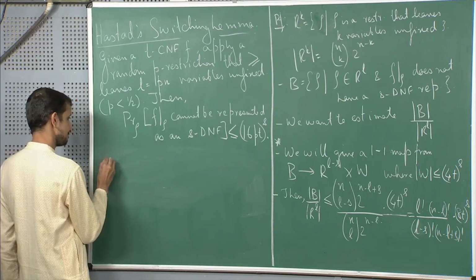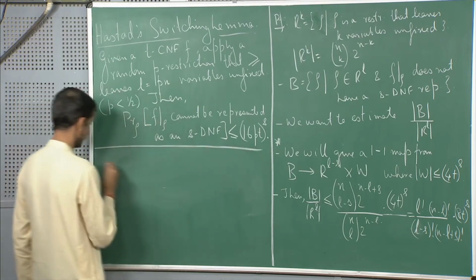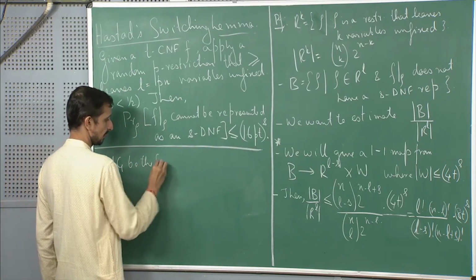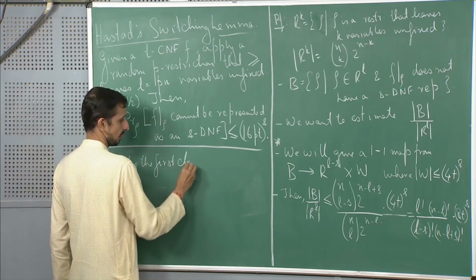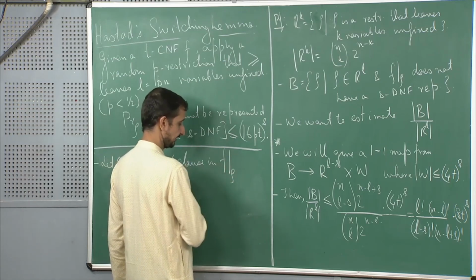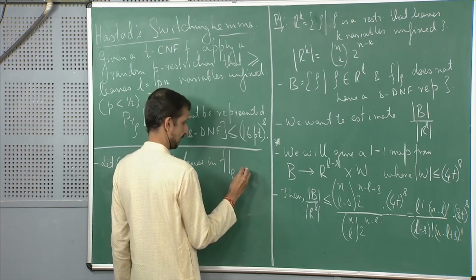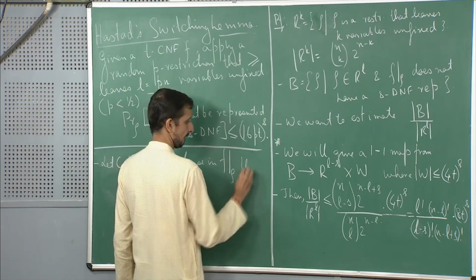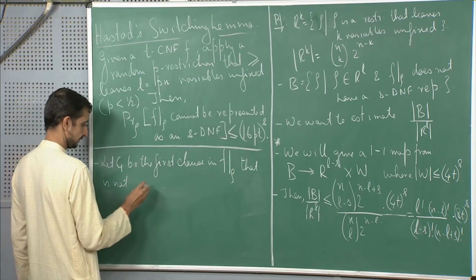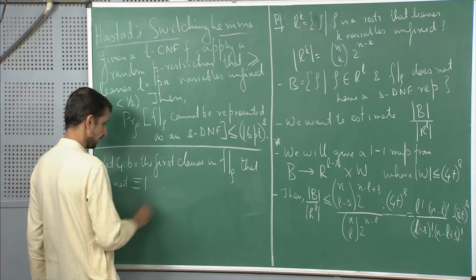So, let C1 be the first clause in F restricted to rho that is not identically 1. Okay.